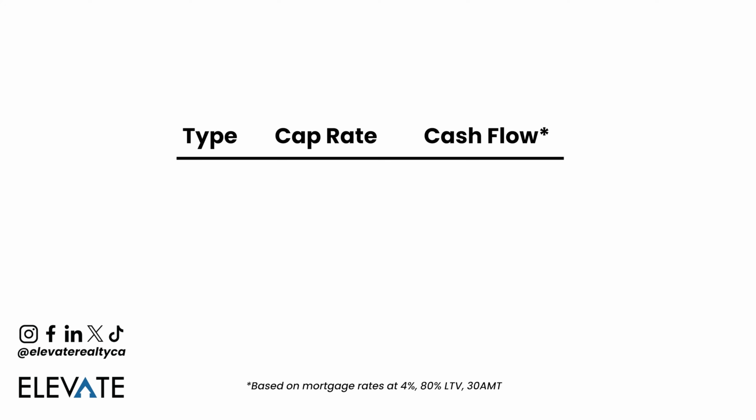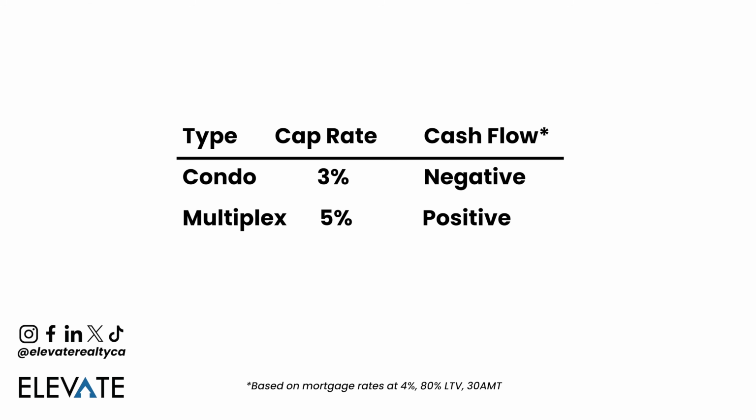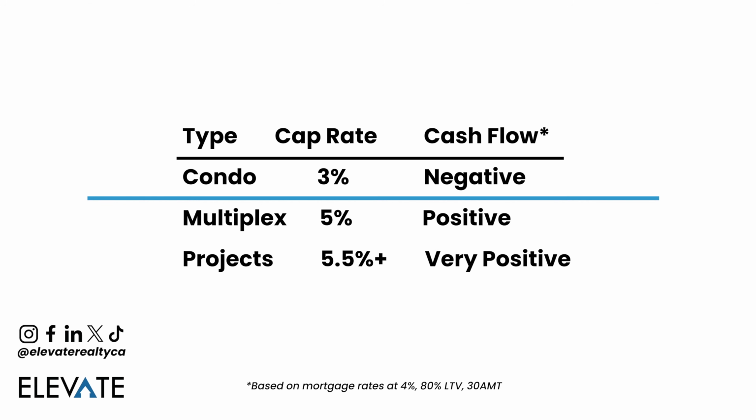So what is a good cap rate? Well, it does depend on the market. Right now in Toronto, condos are at around 3%, which usually means you are cash flowing negative at today's interest rates at around 4%. Multiplexes are hitting around a 5% cap rate these days, which means that you would be cash flowing positive even after you pay for your mortgage. Now, we are looking for a minimum of a 5% cap rate, and if you are handy or you're open to renovations, then you might end up getting a 5.5% cap rate or more, and that is how we spot a good deal.